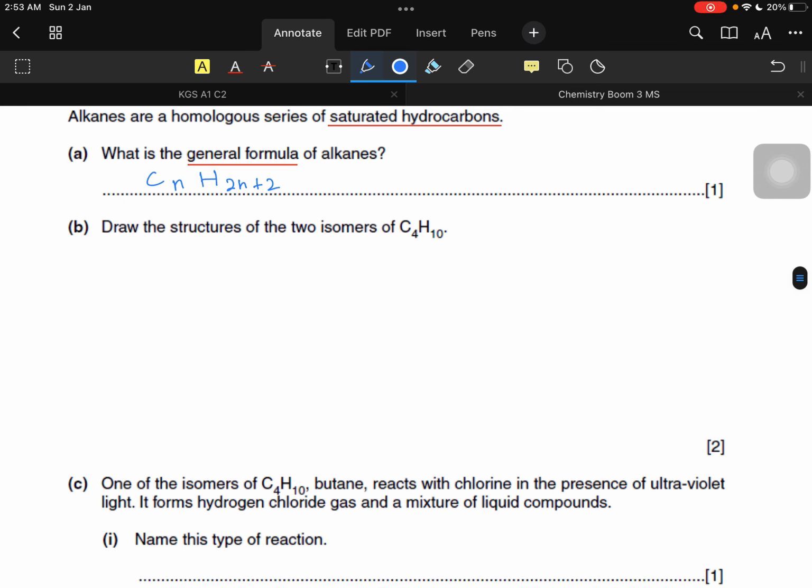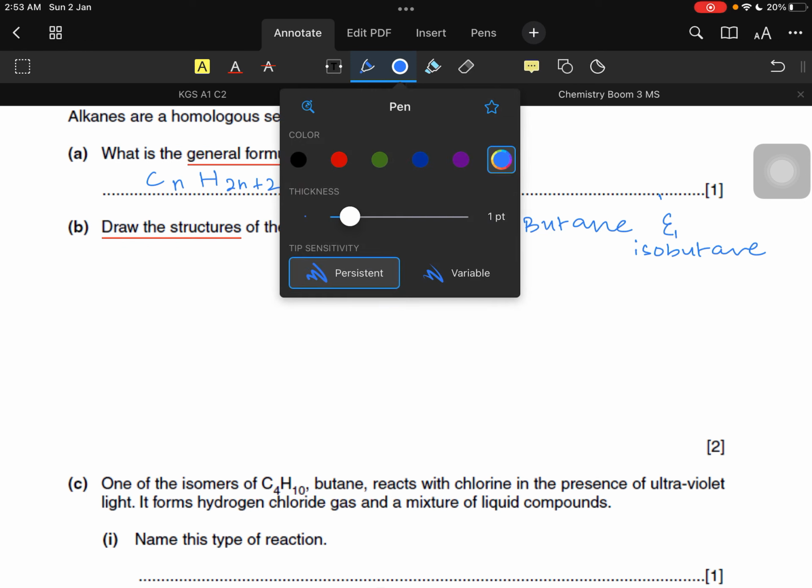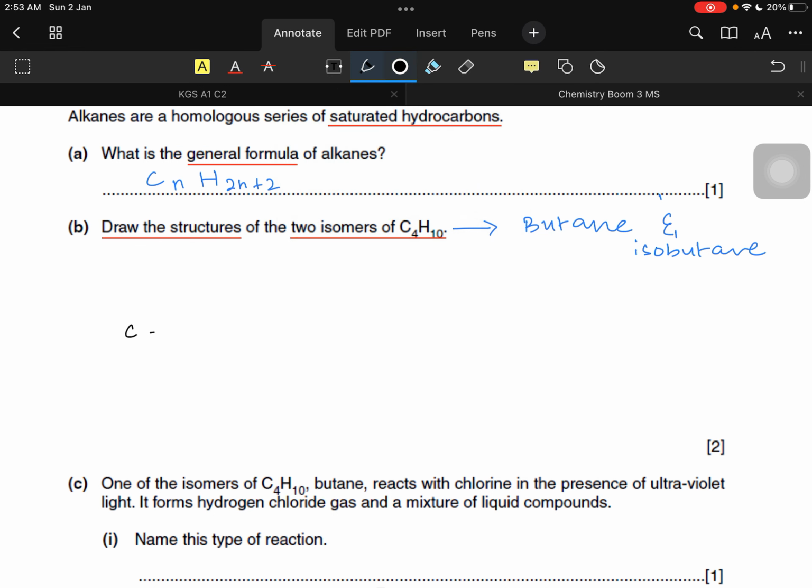The next question says, draw these structures. So it wants me to draw the structures of two isomers of C4H10. C4H10 is butane, and the isomer of that would be isobutane. So I can draw butane by drawing just 4 carbons in a line, 1 2 3 4, and the isomer would be 3 carbons in a line and 1 branch, but the branch always comes from the center, so a branch comes like this.